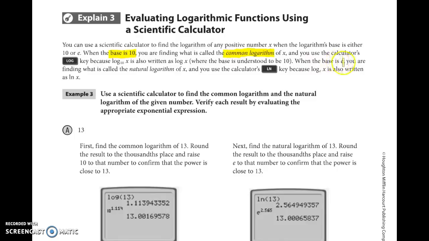When you have base e, you are finding what is called the natural log. So the natural logarithm is the ln key, and that's log base e. So it says, example 3, using a scientific calculator, use a scientific calculator to find the common log. Remember, common log was base 10, and the natural log, that's base e, of the given number. Verify each result by evaluating the appropriate exponential expression.